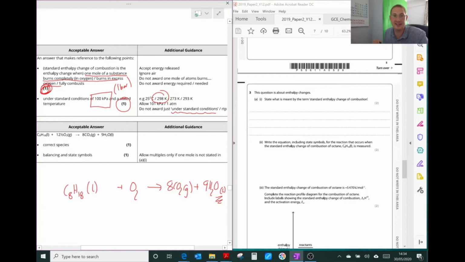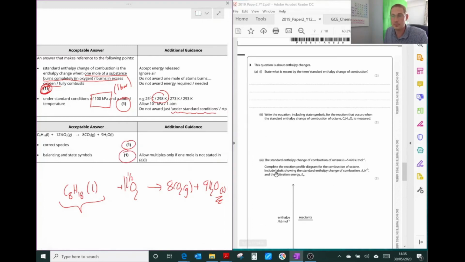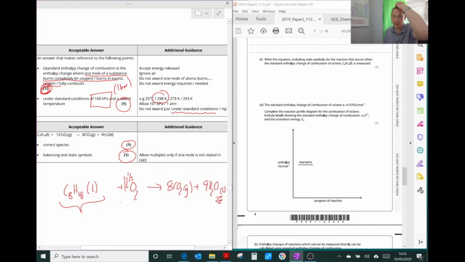Okay, that's the standard enthalpy of combustion, forming all chemicals in their standard states. 16 plus another 9 makes 25 oxygens, so 12.5 O2. Okay, it does say burning 1 mole. 1 mole burning, so don't be tempted to double this. Correct species, 1 mark. Balancing and state symbols, another mark. Standard enthalpy change of combustion is -5470.